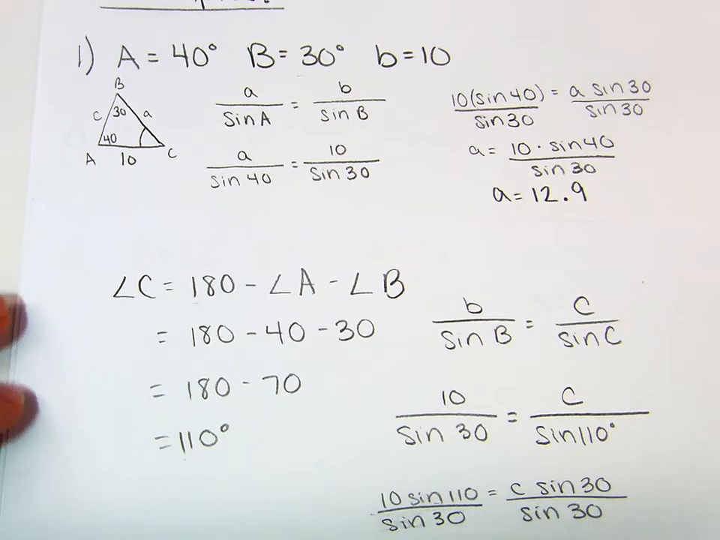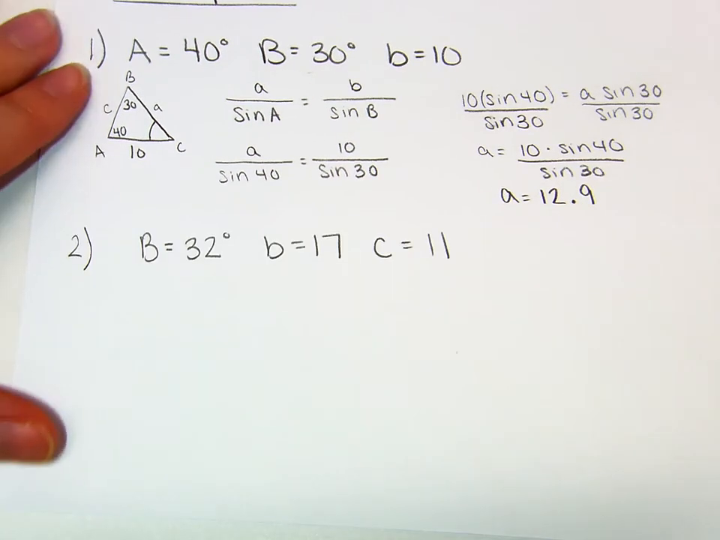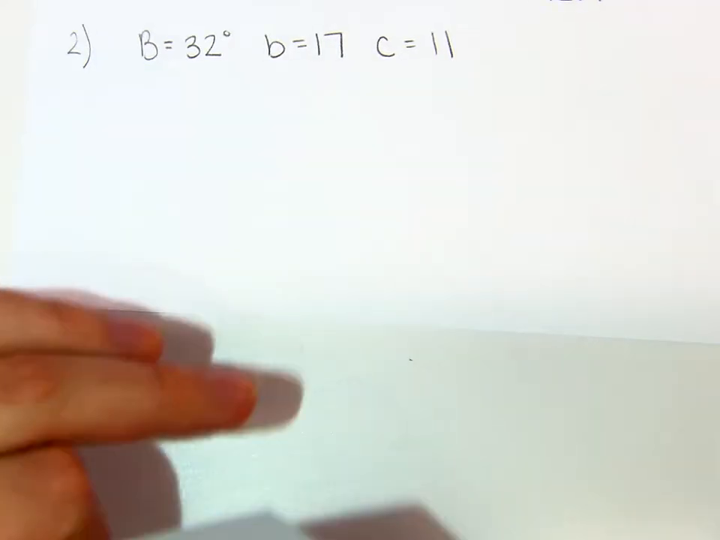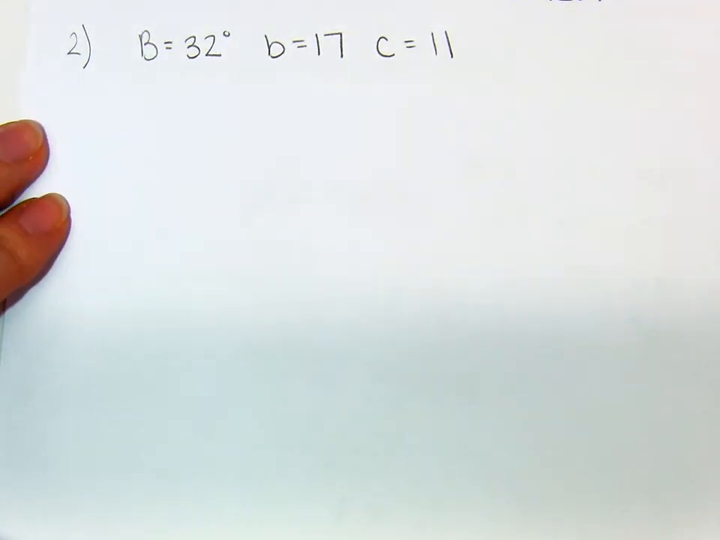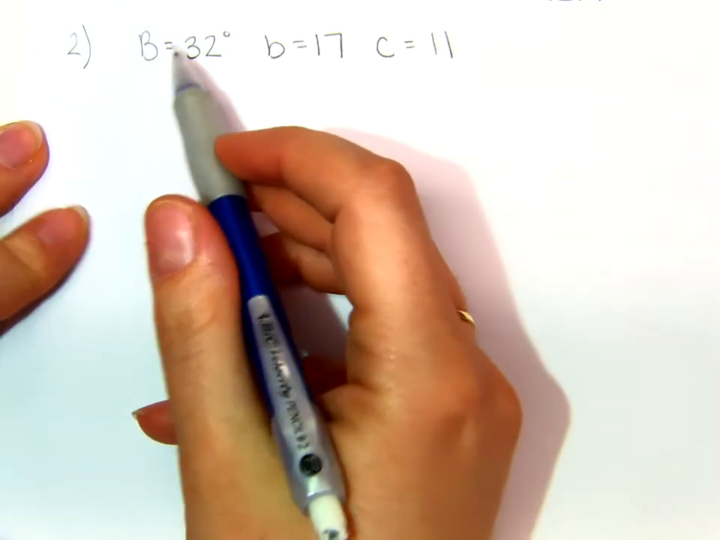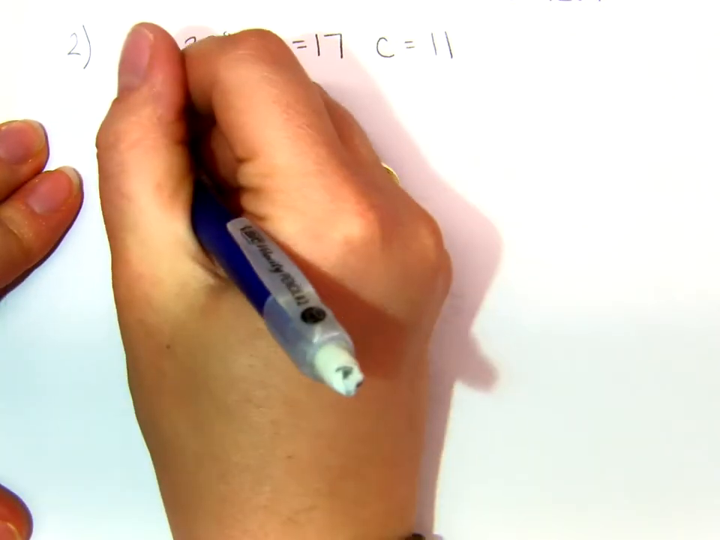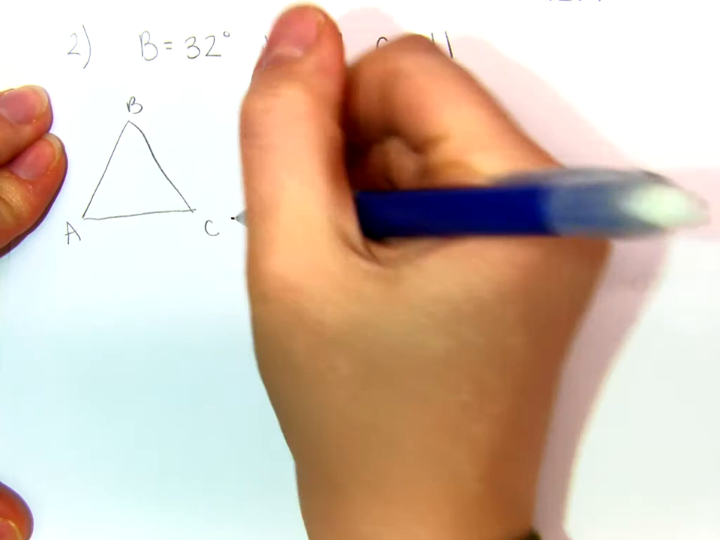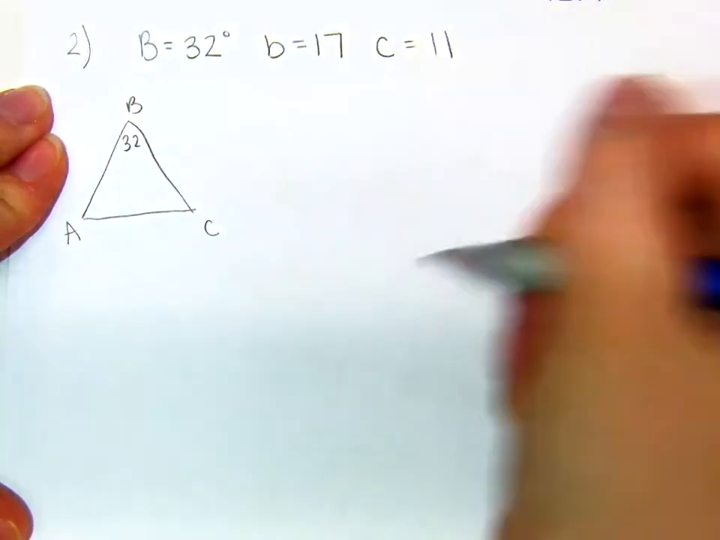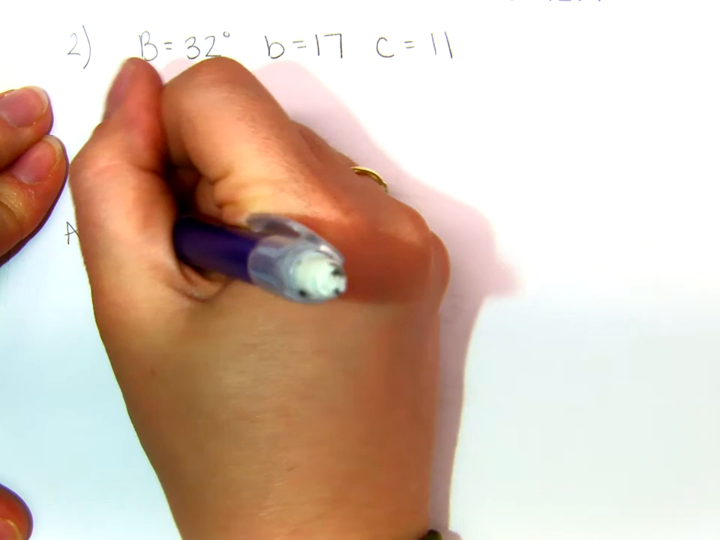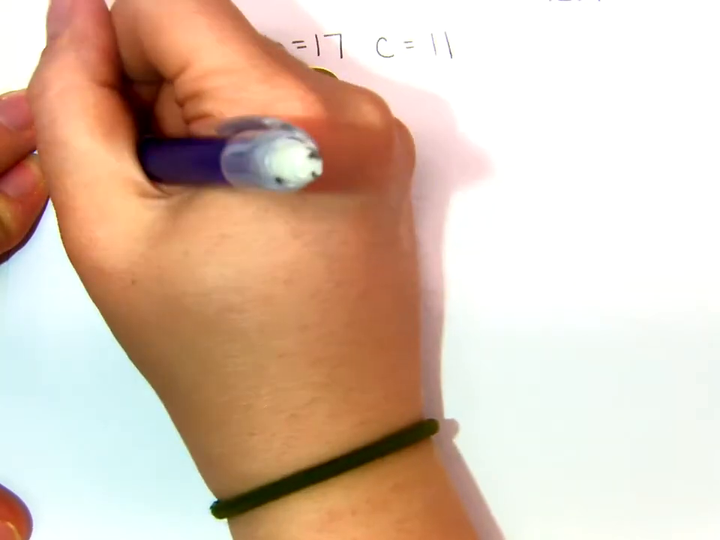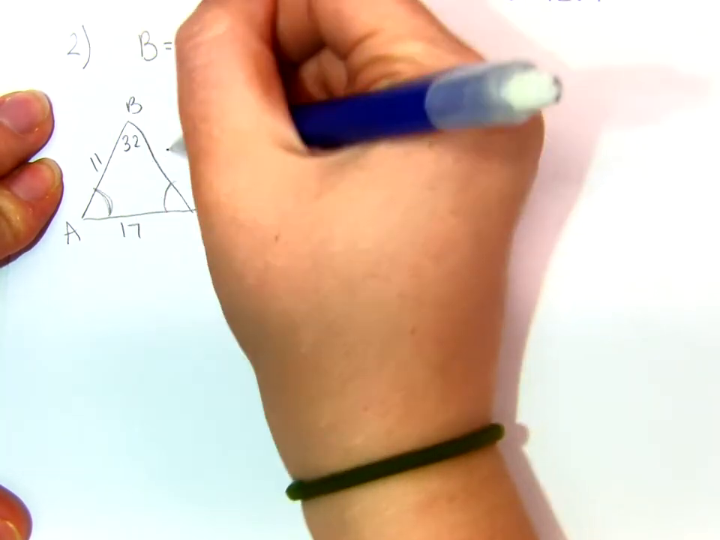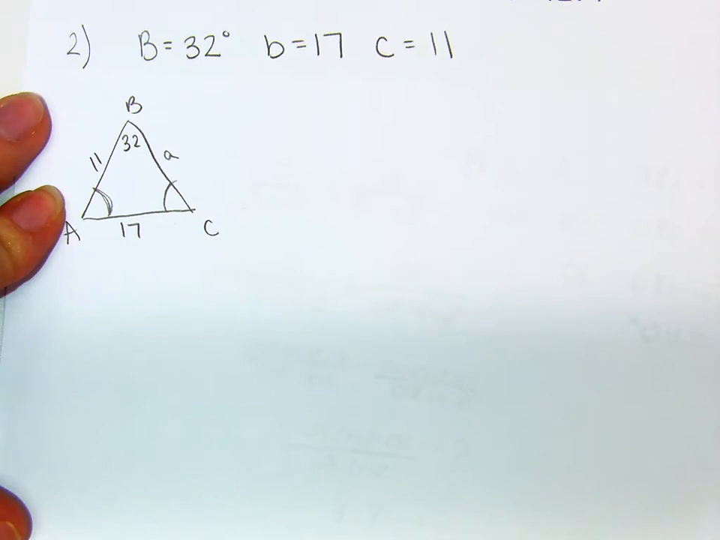Now I want to do example number 2, which is a little bit different. So again, I want to sketch my triangle so I know what I'm looking at. So I have my triangle, doesn't have to be beautiful. A, B, and C. You know angle B is 32. You know side B is 17, so that'd be opposite angle B. Side C is 11, so that'd be opposite angle C. And you want to find angle C, angle A, and you also want to find side A to solve the whole entire triangle.